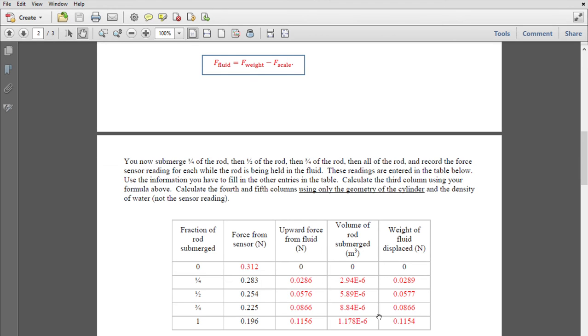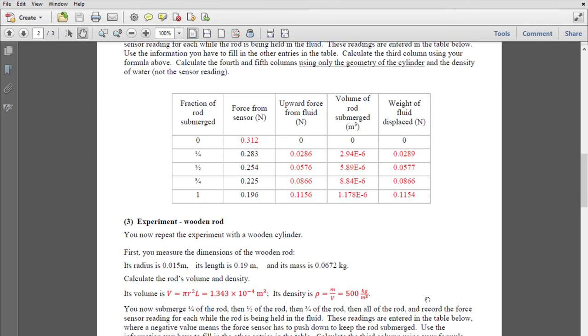And then to get the weight of the fluid displaced, which obviously has to do with Archimedes' principle, we take the volume of the rod that is submerged, multiply by the density of water, that's 1,000 in SI units. That would give me the mass of the fluid displaced. But if I want the weight of it, I've got to multiply also by little g. So this is this volume times 1,000 times little g. That's what these numbers are. That fills in the table.